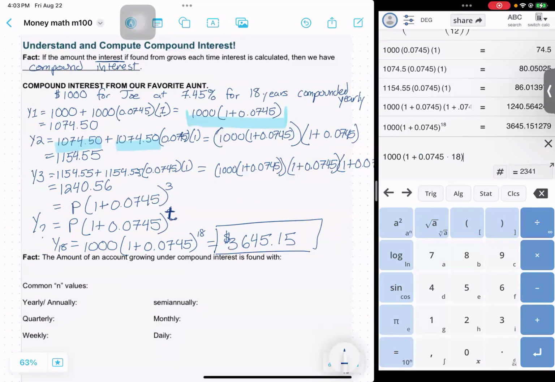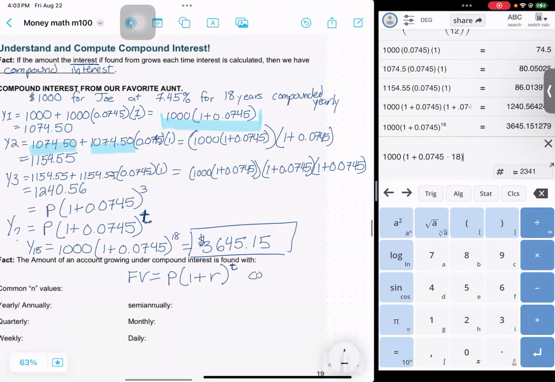That's kind of crazy. All right, so here's another one of those big formulas I want you to remember. We're going to have future value is equal to principal times (1 plus our rate) to the time exponent, for compounded yearly. Now, Anna, does that mean you can compound other times?